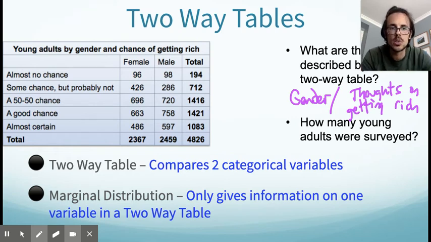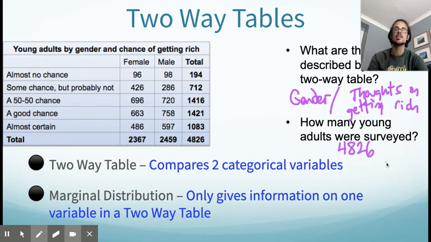How many young adults were surveyed? This question right here. If you look in your table, they should give you a total. Sometimes it's off on the outside of the table, but they have it right here. There were 26 individuals who were surveyed. So you can find that info out of the table pretty easily.